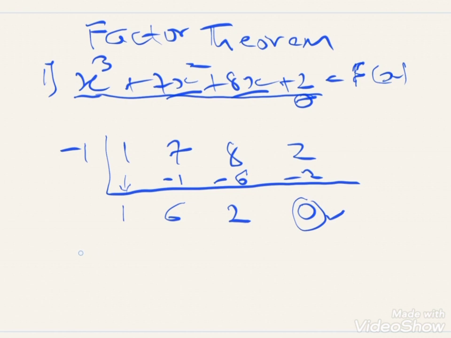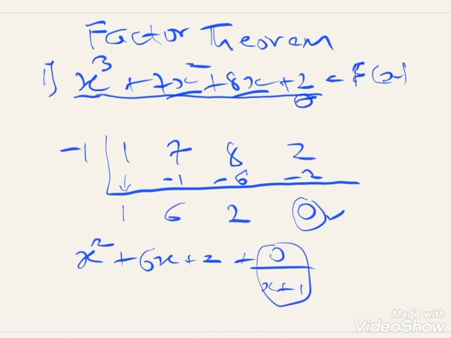So in standard form we have 1 times x squared is x squared, plus 6 times x is 6x, then plus 2. So actually this one is 0 over x plus 1, which is still 0. All right. So do you see we have the other factor now, which is in a quadratic form. This now is our quotient.